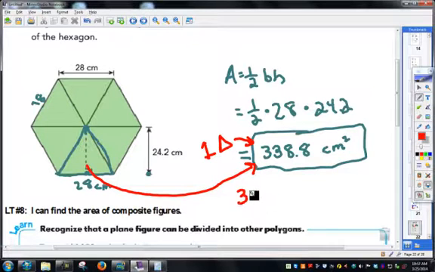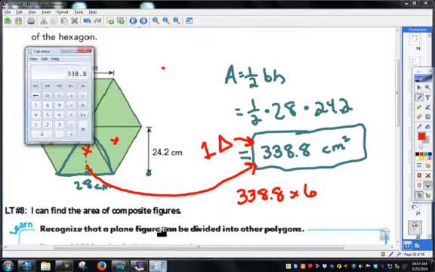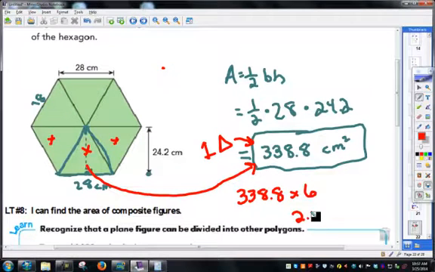So we need to take that area, 338.8, and multiply it by however many triangles this hexagon makes, which we know is 1, 2, 3, 4, 5, 6. So we need to multiply it by 6. 338.8 times 6 is going to give us 2032 and 8/10. And remember, centimeters squared.